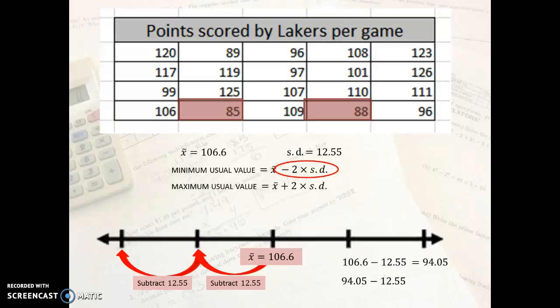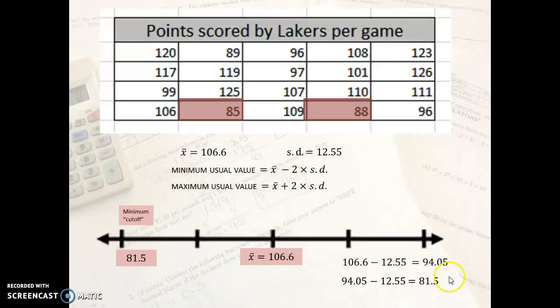And then we go down, subtract again, now we're at 81. That 81, that is our cutoff. I was talking about these formulas, I call them cutoffs. Everything below that cutoff, we're going to call unusual. Okay, so now go back to the data, back to the Lakers, the points they scored. Look at that 85. 85 is down here. Not quite unusual because you notice if I plotted it, it doesn't have to be precise, it's not quite below that 81.